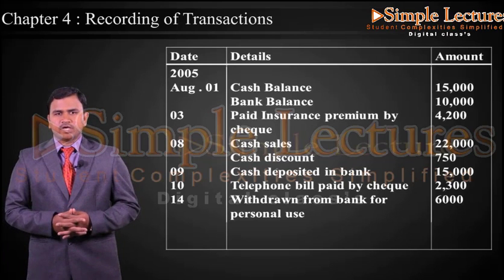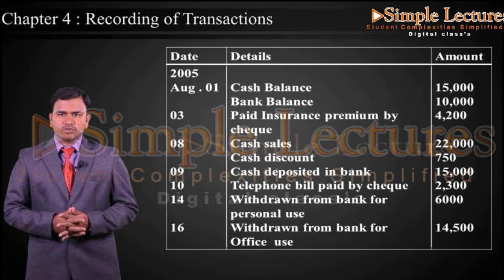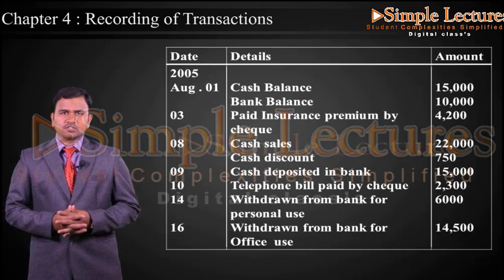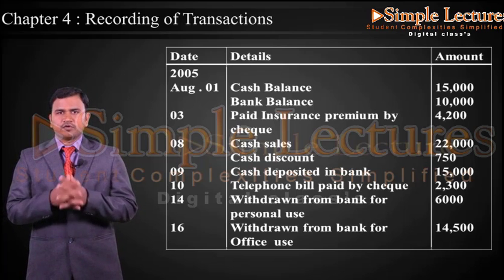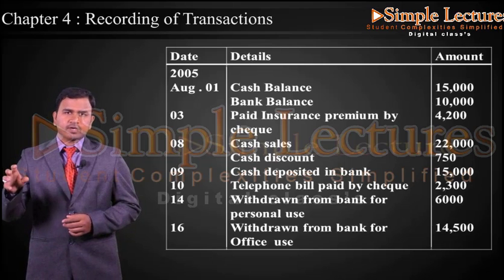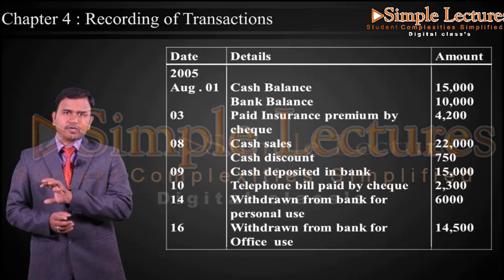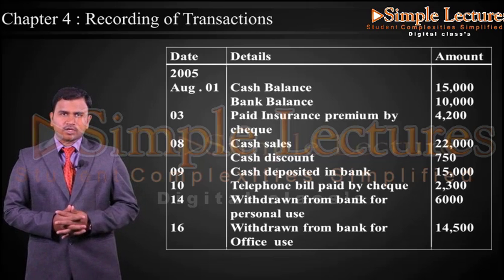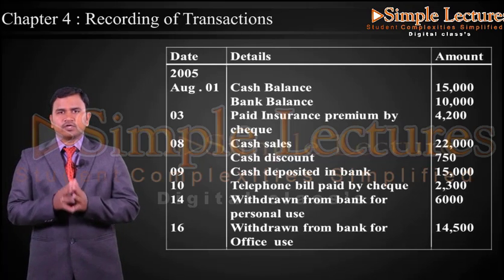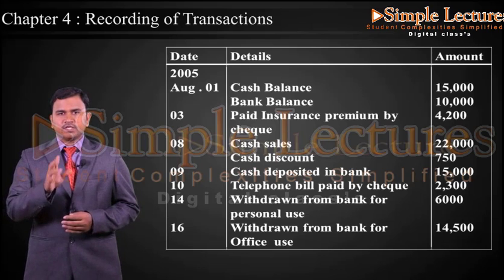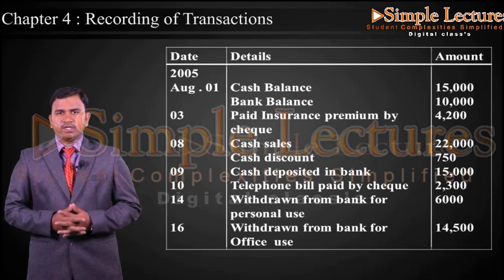And the next entry we have on August 16, withdrawn from bank for office use, and the amount is 14,500. So here, the amount we are withdrawing from bank for office use will be considered in the cash, because the cash was withdrawn from bank and it is added to the cash of the organization. So again this entry will be having a contra entry, which we have to record on both sides. So this entry is on August 16th. We are withdrawing cash from the bank, so cash will be added first.